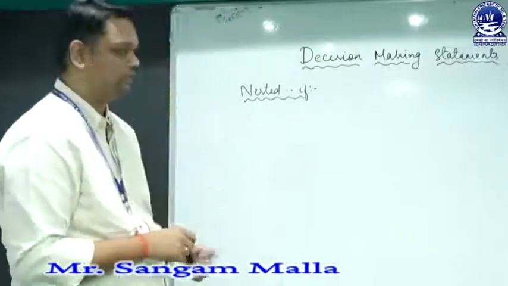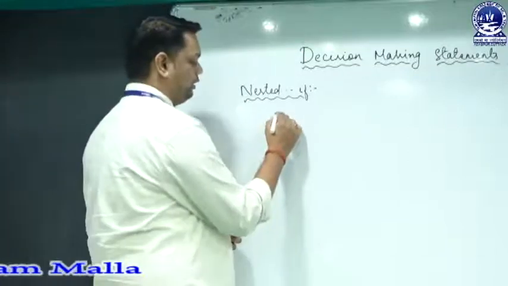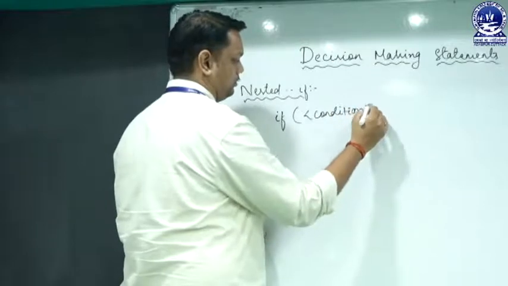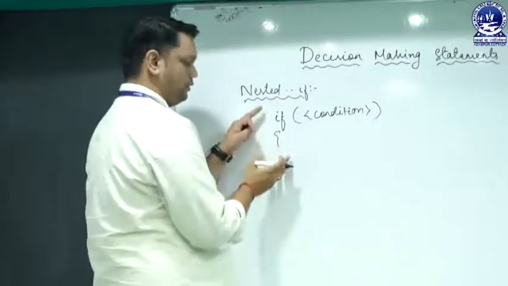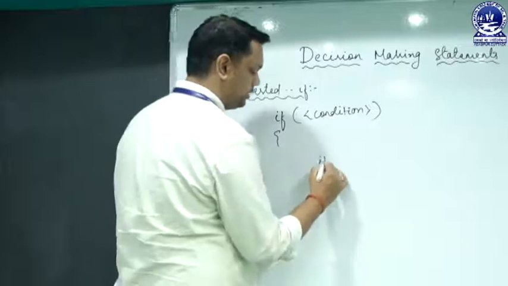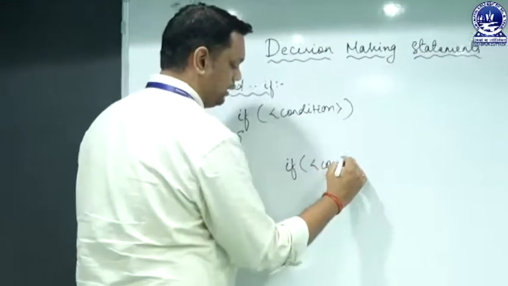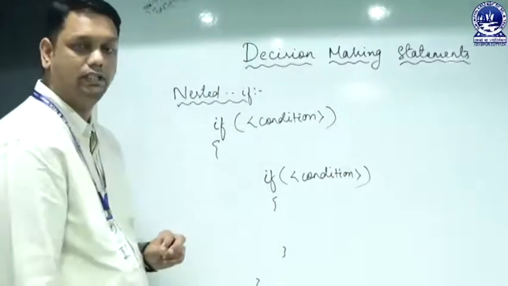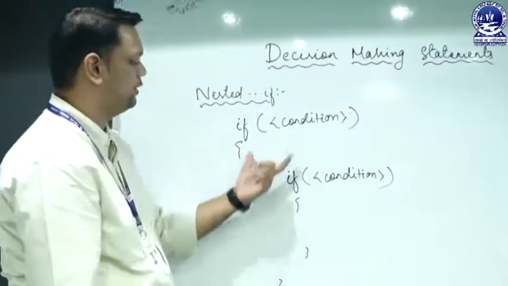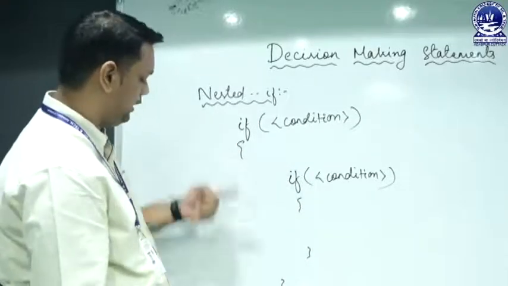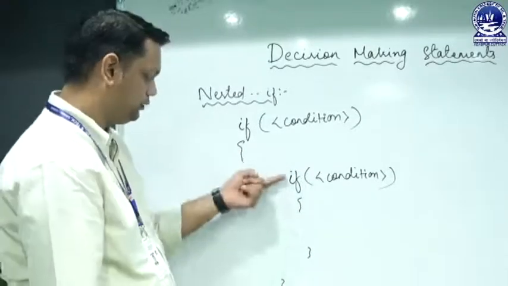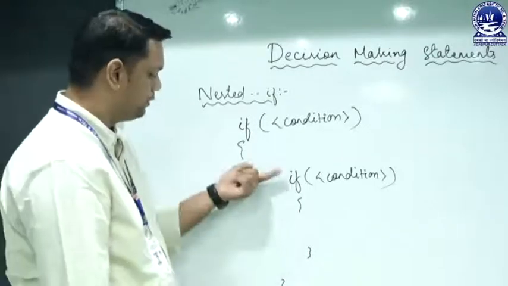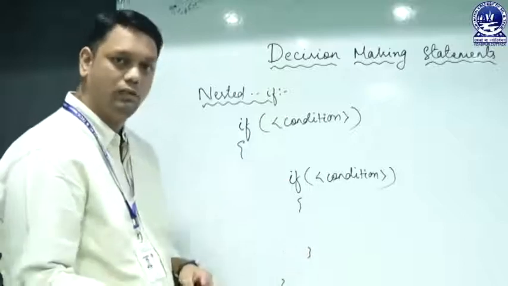So what is the syntax of nested if? I will write if, then a condition, and if we write another if condition under the first if, then we consider it a nested if statement. So this is the syntax of a nested if statement. This if can have an else statement, this if can have an else if statement, and similarly the inner if can also have an else if statement.